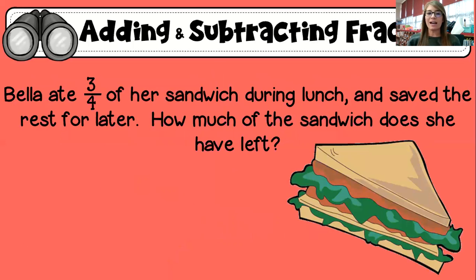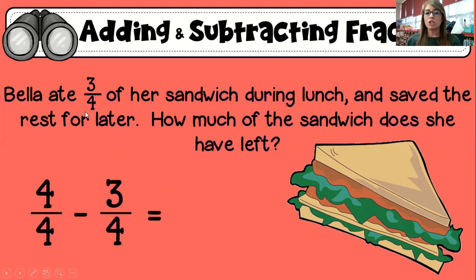Very good. All right, last one, guys. Bella ate 3/4 of her sandwich during lunch and saved the rest for later. How much of the sandwich does she have left? All right, so again, we are only given 1 fraction, but we know that she started with a whole sandwich, right? All right, so if she ate 3/4, that bottom number, that denominator, always tells us how many total pieces there was. So to start with, she had 4 out of 4, 4/4 of her sandwich.